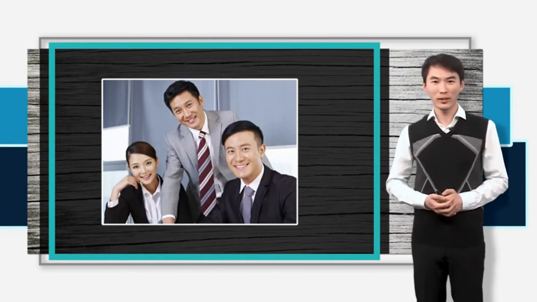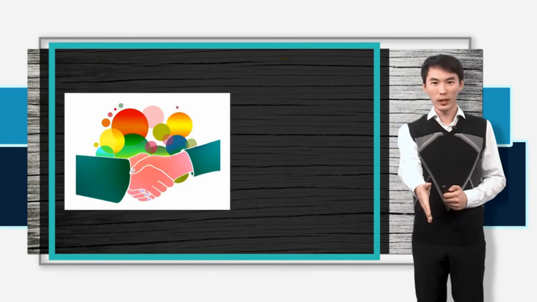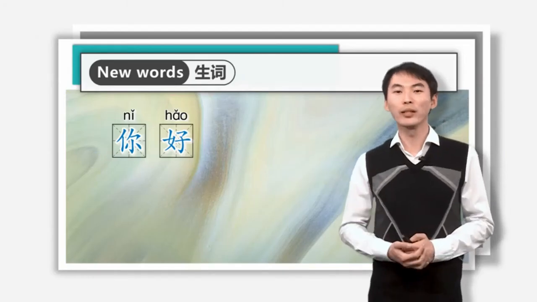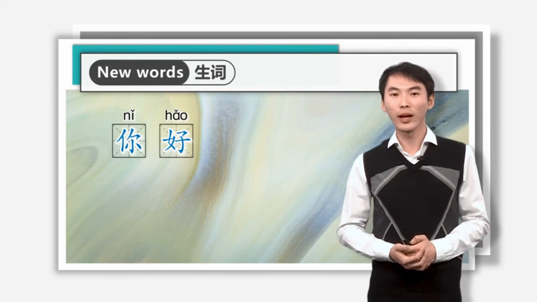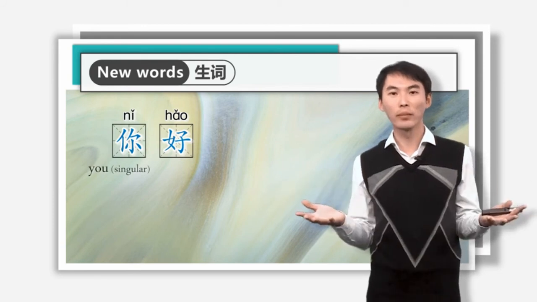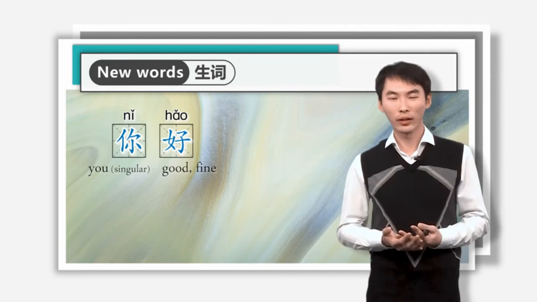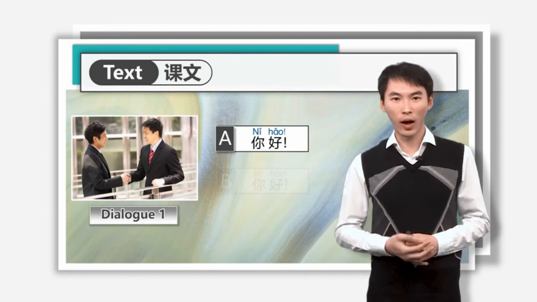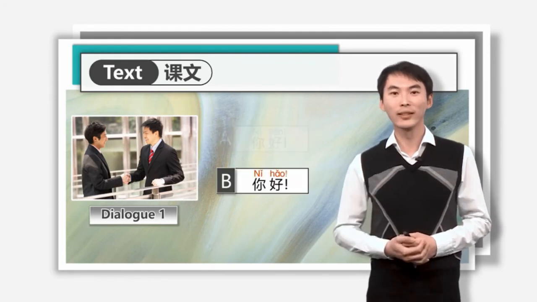Have you ever seen Chinese people greeting each other? In China, we don't hug or kiss the cheek. We usually shake hands, wave hands, or just nod as greeting. When you meet someone for the first time and want to say hello, you can say 你好. Literally, 你 means you, 好 means good. 你好 together means hello. And when others say 你好 to you, you can respond by 你好.